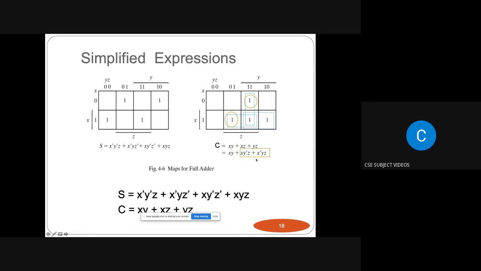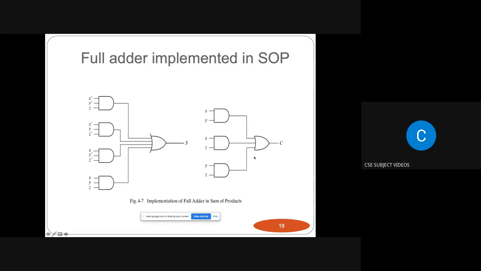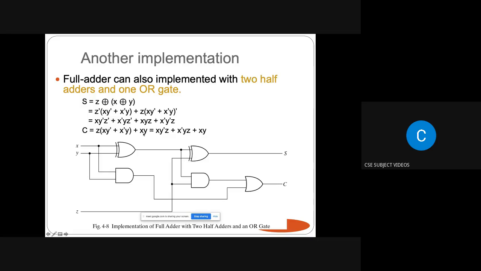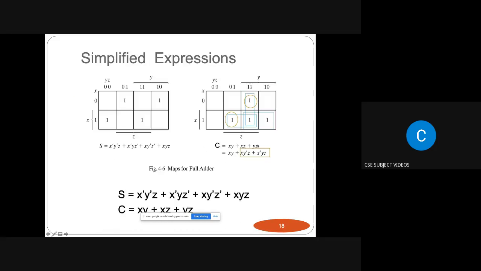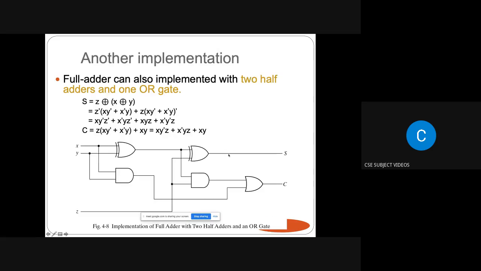So here in this we are considering z variable as a common variable. We are taking z as common, so we can write z into xy' plus x'y. So that is the thing we have written here, and plus xy is available here. After simplification, xy' plus x'y can be written as x XOR y.